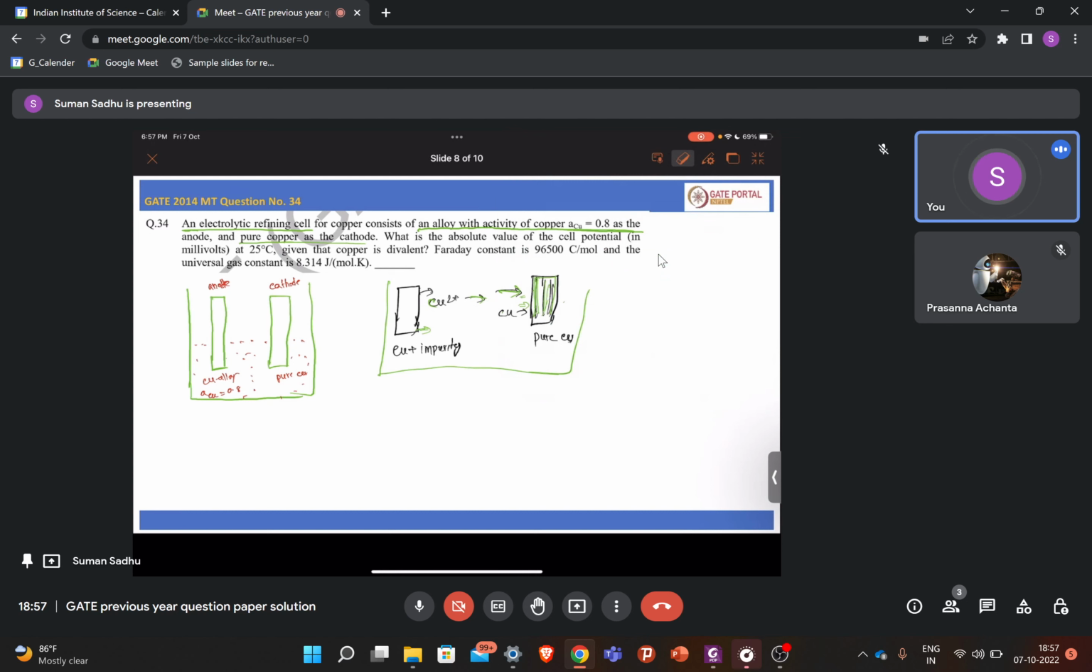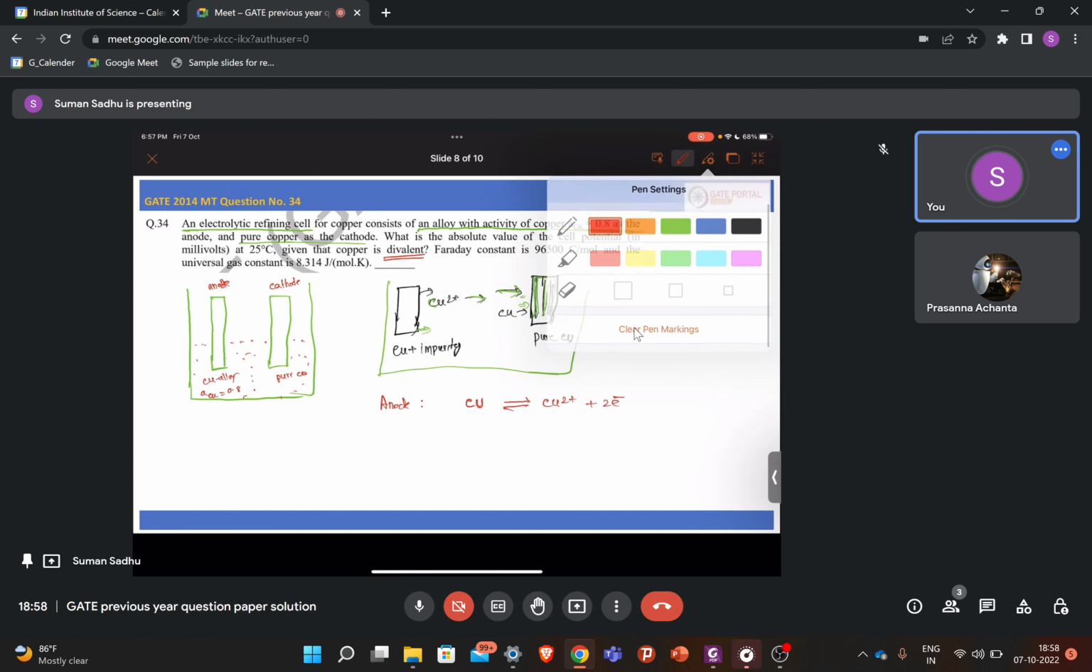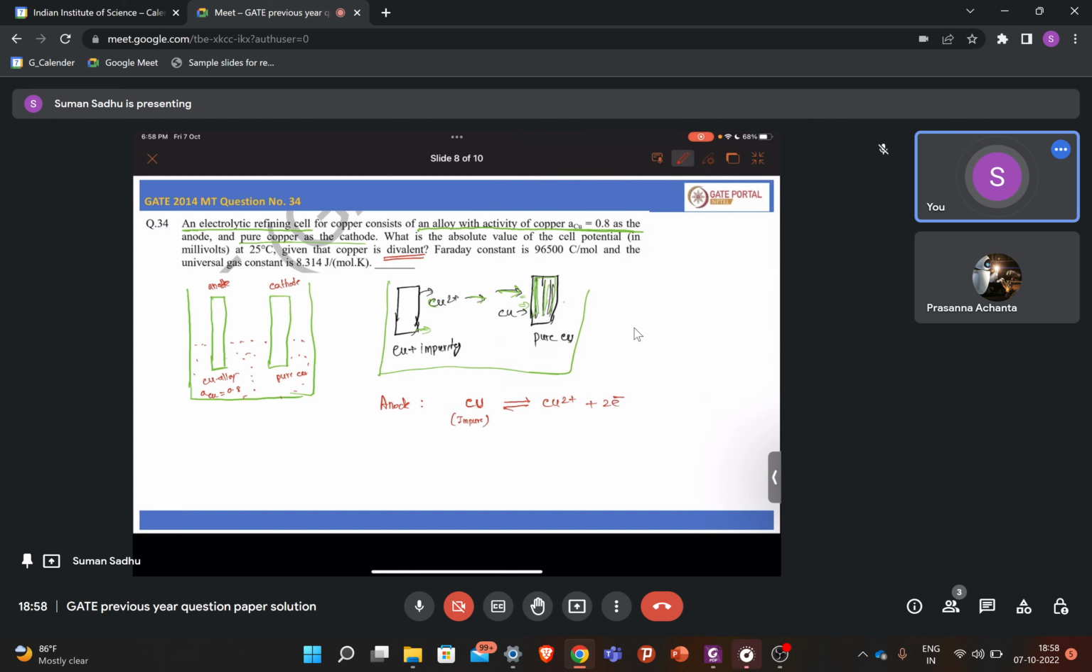So now if I tell you to write the equations, you can write, right? At the anode, what is happening? Copper is dissolving. Copper in atomic form is going to ionic form, Cu2+ plus 2 electrons, it is divalent as mentioned here. So this is at the anode: Cu = Cu2+ + 2e-, and this is impure copper, because copper plus some alloy is there.